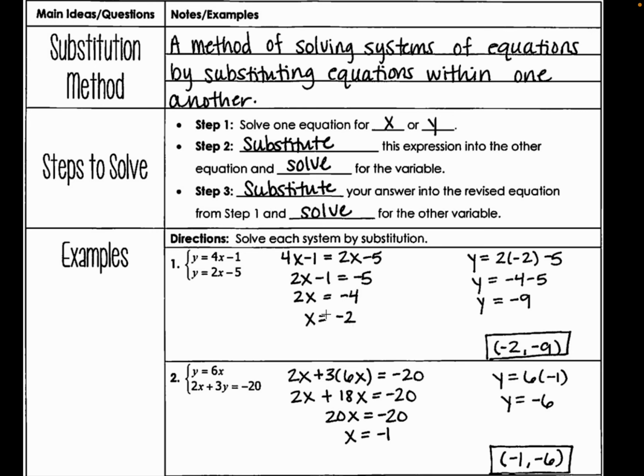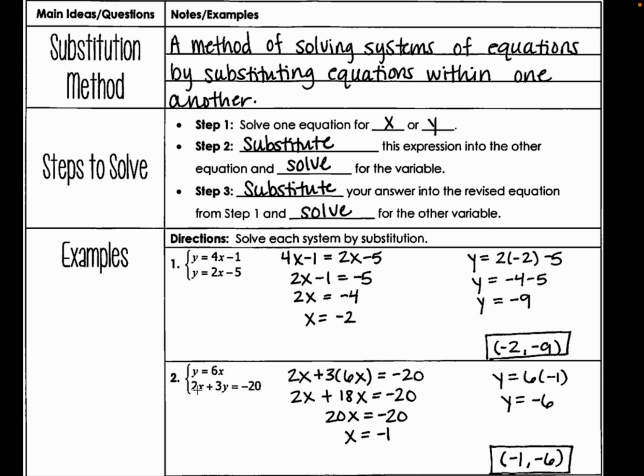Now, if we know what the x is, then obviously we can substitute it in here and figure out what our y is. So if we substitute the x in, we get 2 times negative 2 minus 5. 2 times negative 2 is negative 4, and negative 4 minus 5 is negative 9. So now we can easily see the x value of our solution is negative 2, and the y value of our solution is negative 9.